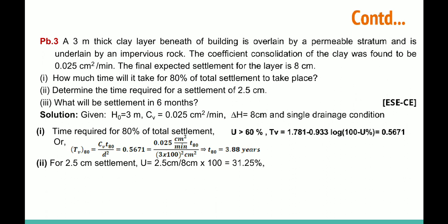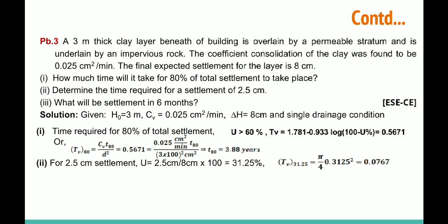The second part is to determine the time required for a settlement of 2.5 centimeter. First we have to calculate the degree of consolidation for 2.5 centimeter settlement, because the total settlement is 8 centimeter. For 8 centimeter settlement, the degree of consolidation is 100%. So what will be the degree of consolidation for the 2.5 centimeter settlement? We calculate delta small h divided by delta capital H into 100, and we get 31.25%. So now we calculate the time required for 31.25% degree of consolidation.